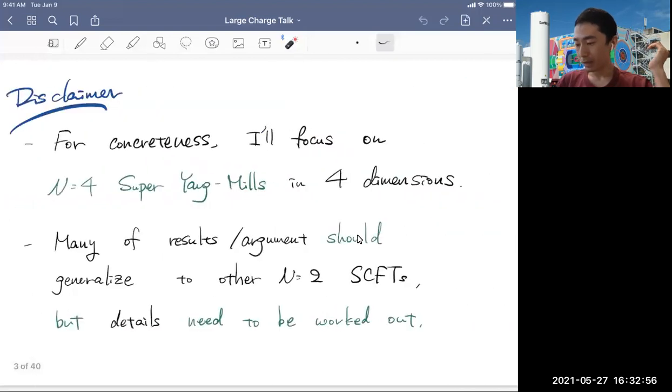Before I start, let me just make one disclaimer. For concreteness, I will focus on N=4 super Yang-Mills in 4 dimensions, and all the explicit results are for N=4 super Yang-Mills. I believe many of the results and arguments would generalize to other N=2 superconformal field theories, but the details need to be worked out.